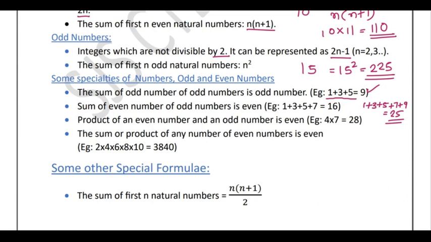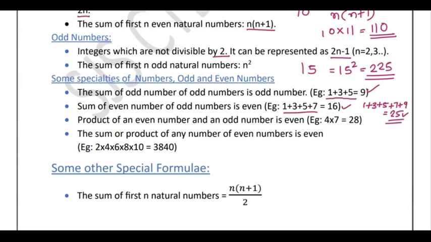The same way you can use this property. The sum of an even number of odd numbers is even. That is, if you add an odd number of odd numbers, you get an odd number as the answer, and if you add an even number of odd numbers, you get an even number as the answer. For example, 1 plus 3 plus 5 plus 7. All are odd numbers, right? But how many odd numbers are you adding here? An even number of odd numbers, that is 4 odd numbers. 4 is an even number, right? So when you add an even number of odd numbers, for example 4 odd numbers, 6 odd numbers, 8 odd numbers, etc., you will get the answer as an even number.